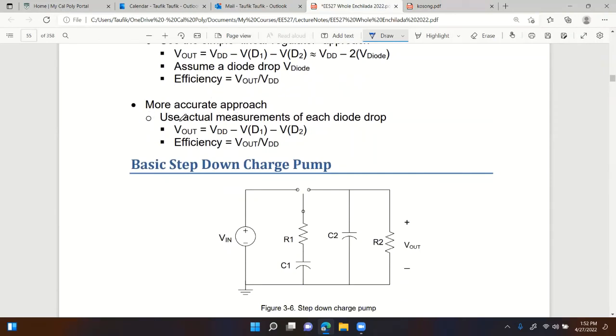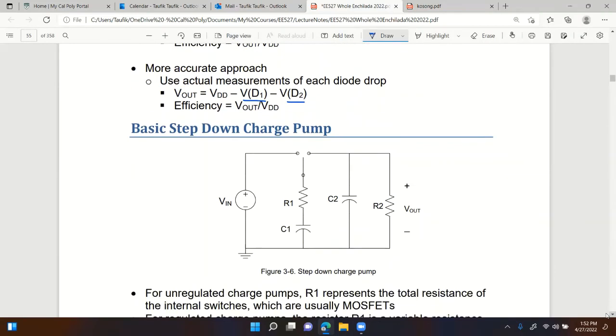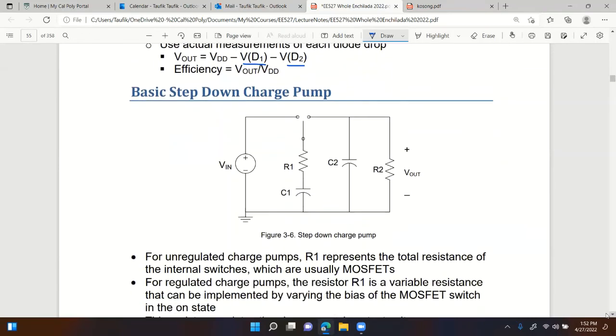A more accurate approach would be to use actual measurements of each diode drop. So this is the approximation, and this is the actual value of the drops. And then again, efficiency would be V out over V in. Any questions on this?